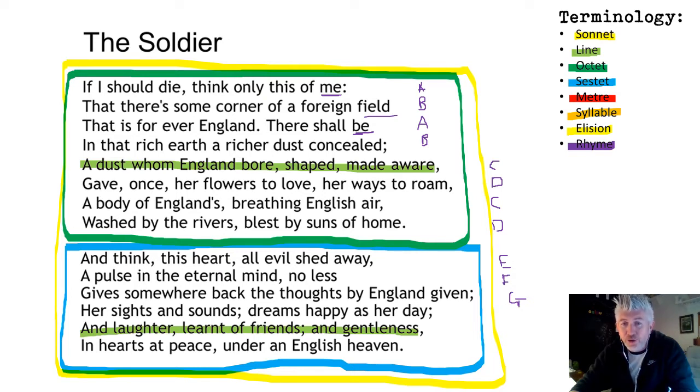But then day does rhyme with away, so that's another E. Gentleness does rhyme with no less, so that's F. And heaven and given, that's close enough as well to make that a rhyme too. So you can see the rhyme pattern is A, B, A, B, C, D, C, D, E, F, G, E, F, G. Okay, so that's the terminology covered.